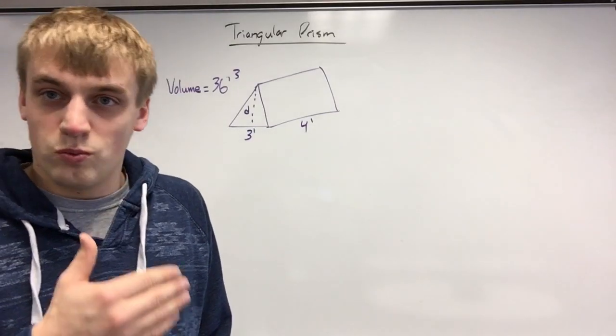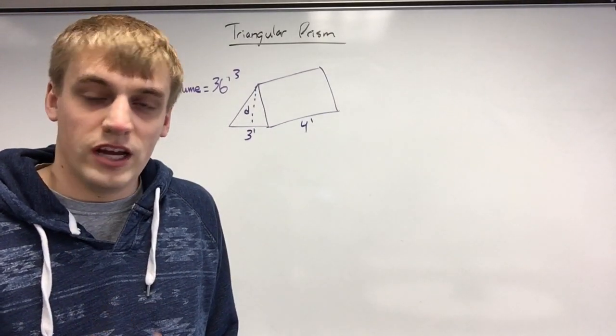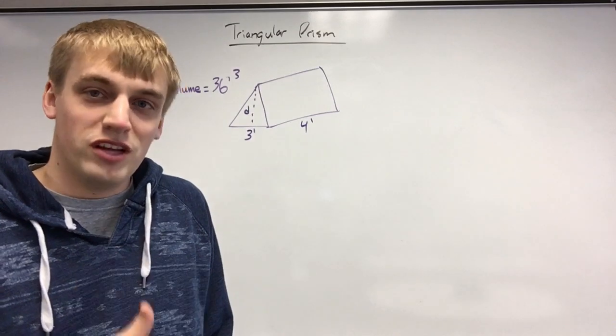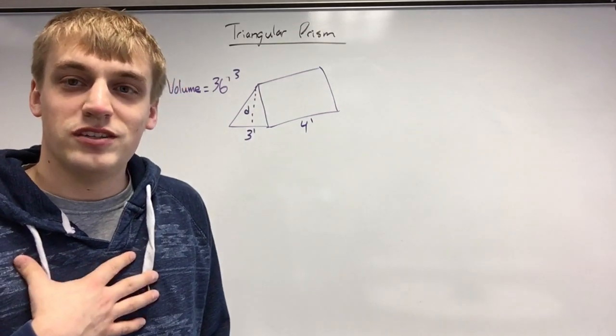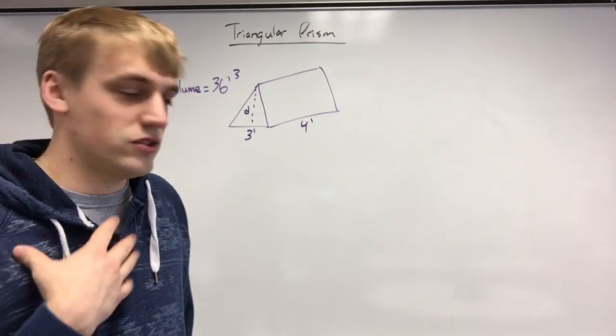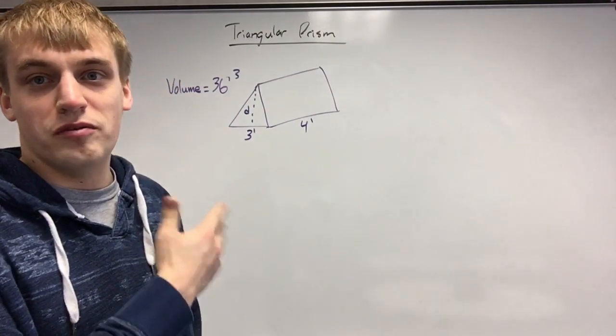First thing you're going to do is write down the formula. I know, it's earth-shattering stuff. You write the formula every time. Okay, that's my suggestion. You should do it too. Okay, so I'm going to write the formula for a triangular prism for volume.